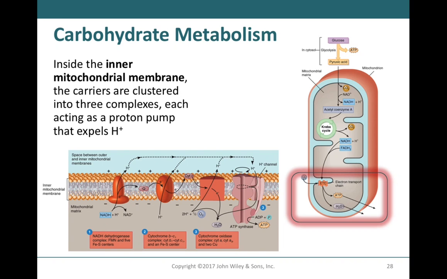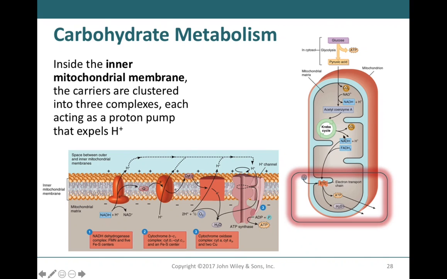So each of these proteins that are found in the membrane are going to be pumping protons. They are proton pumps, and each of them has their own name, but the only one that I want you to focus on is this last one here, which is ATP synthase. Now, again, I don't need you to learn all the mechanics of the electron transport chain, but I do want you to understand why NADH and FADH are going to be so important.